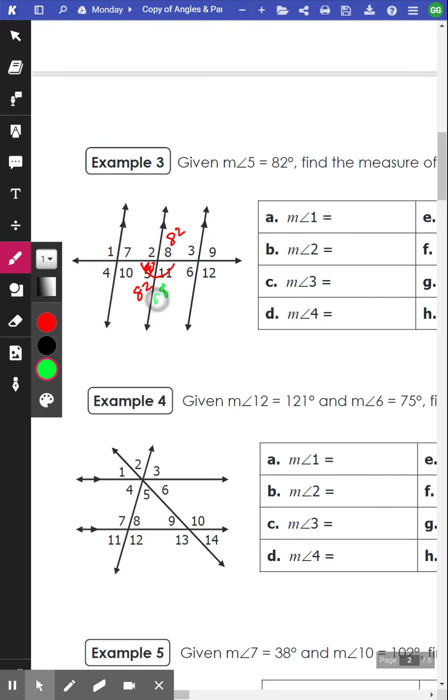This is 98. That means angle 2 is 98. This angle and this one are corresponding, so this guy has to be 98. That means angle 3 has to be 98.